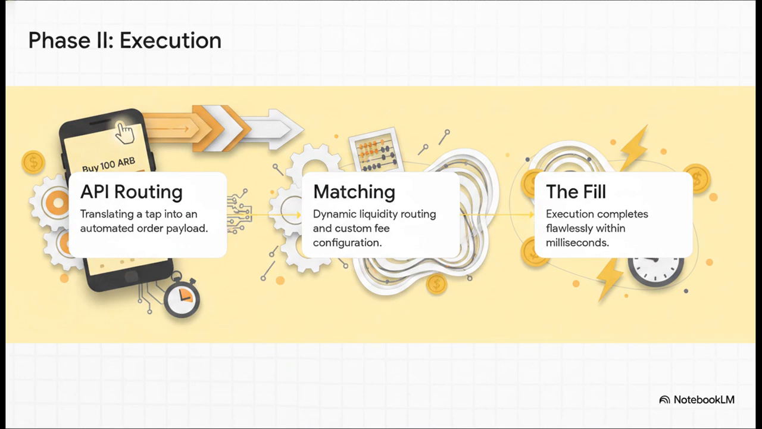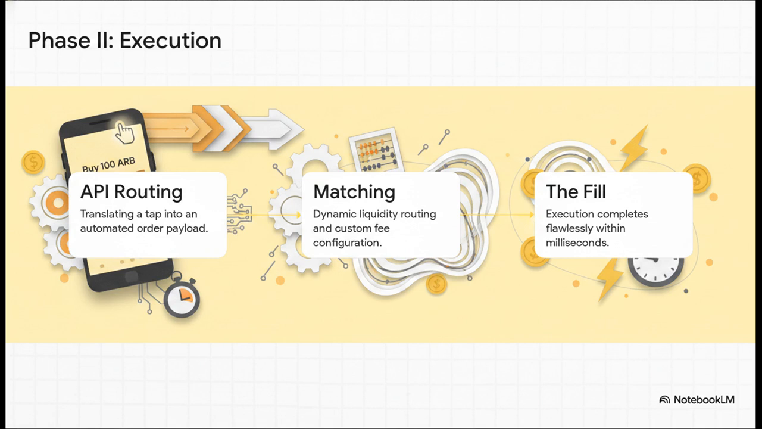Execution. The user taps buy for $100 of Arbitrum. Instantly, the retail app translates that physical screen tap into a dense API order payload. The backend engine catches it, dynamically routes it for the absolute best liquidity across its network, applies the platform's custom fee configuration, and flawlessly fills the order.